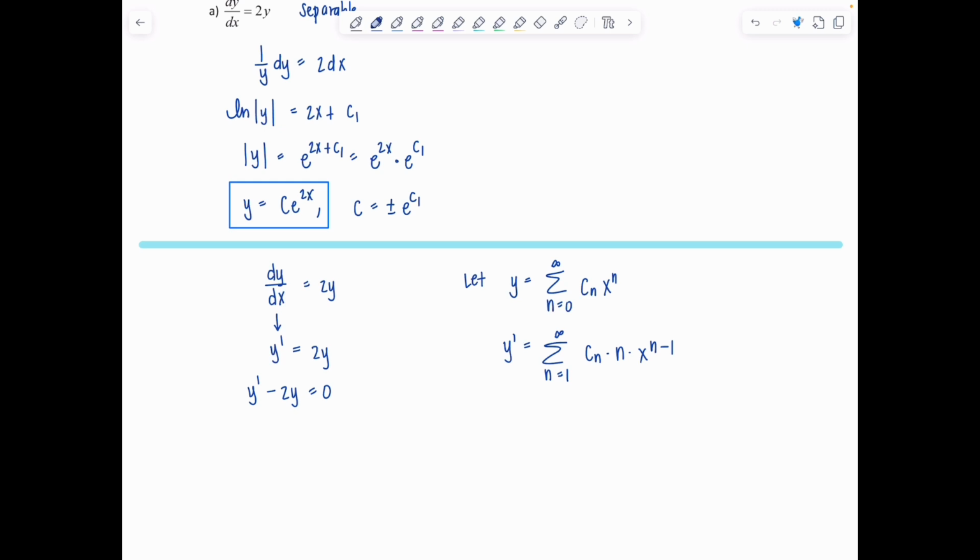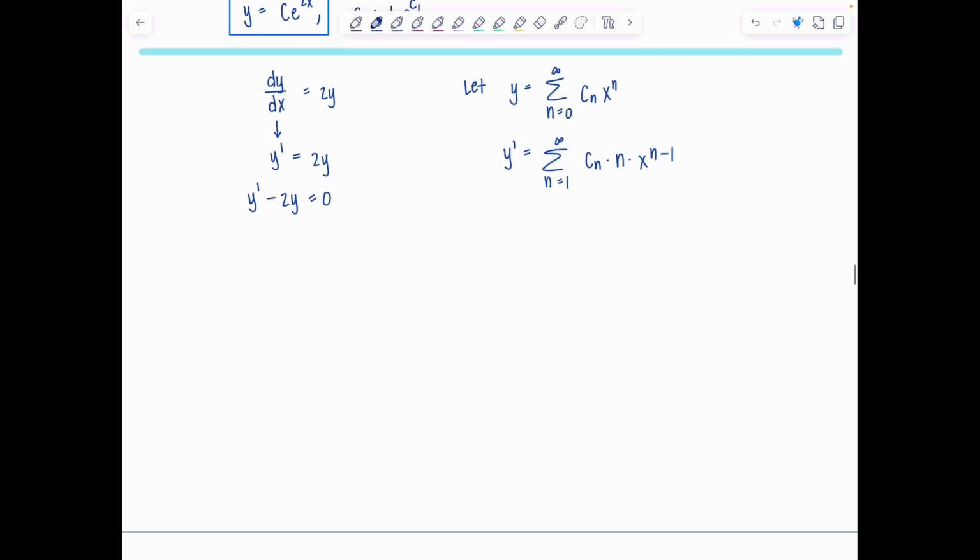Okay, let me substitute both of those in now into the differential equation. So y prime, I have it. It's the sum n equals 1 to infinity n times c sub n times x to the n minus 1. Minus 2 times y, which is the original power series, the sum n equals 0 to infinity c sub n x to the n, and then this all equals 0.